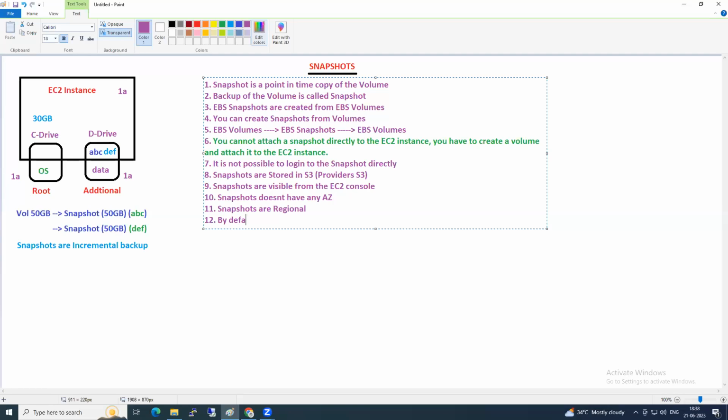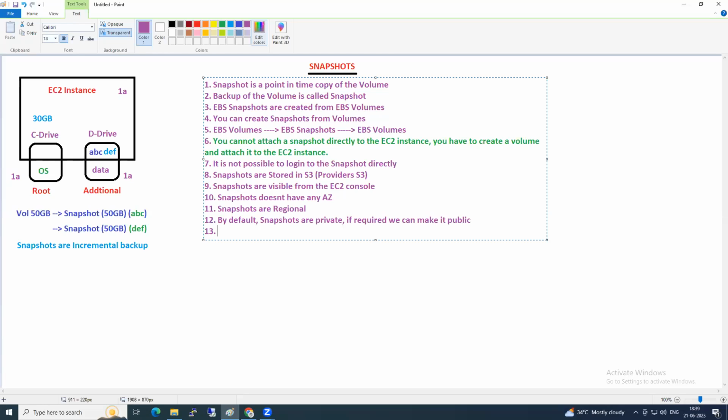By default, snapshots are private. If required, can we make it public? If required, we can make it public. See here. I took a snapshot in Mumbai. The snapshot will be in which region? Mumbai region. That snapshot, what is a snapshot? Backup of the volume. What does the volume contain? Data.